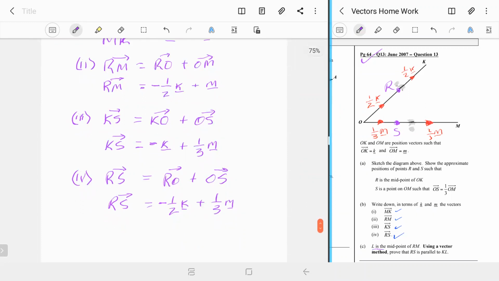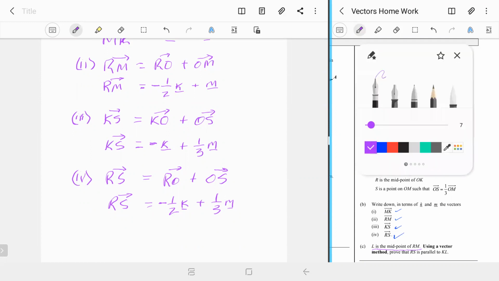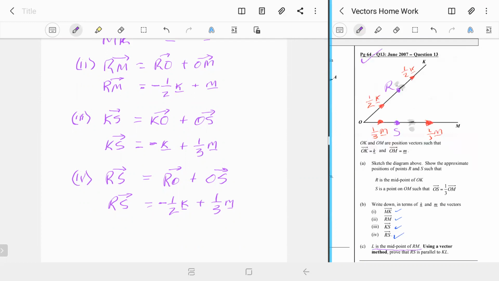The last part now says L is the midpoint of RM. So I'm going to draw it in and show it on the diagram. So say RM here. L is the midpoint. So let me say L. That is the point L. All right. So L is right there.